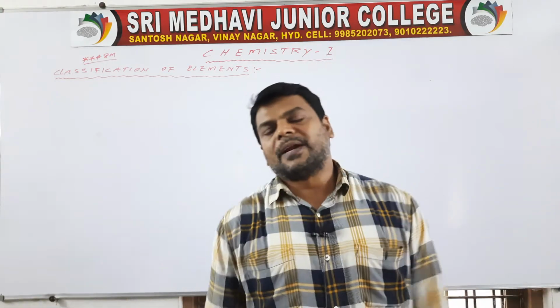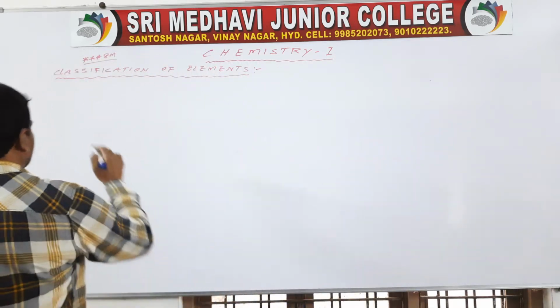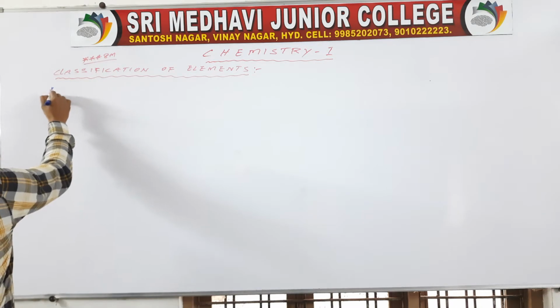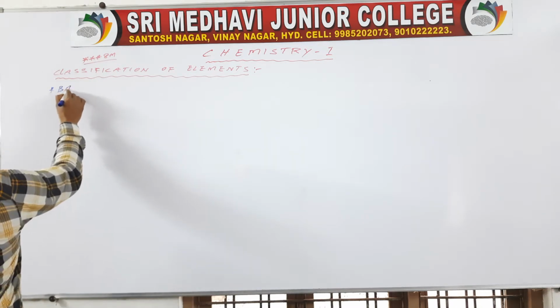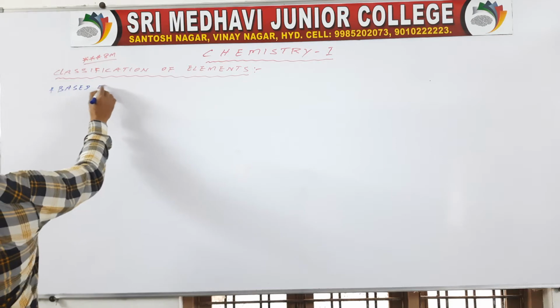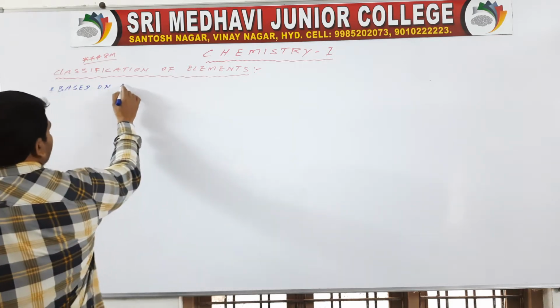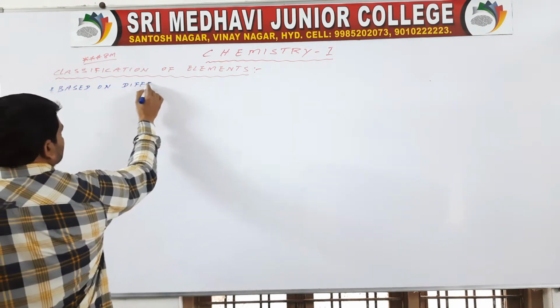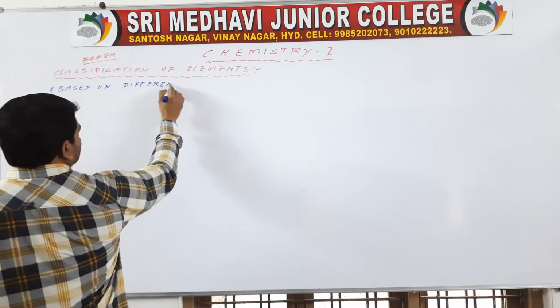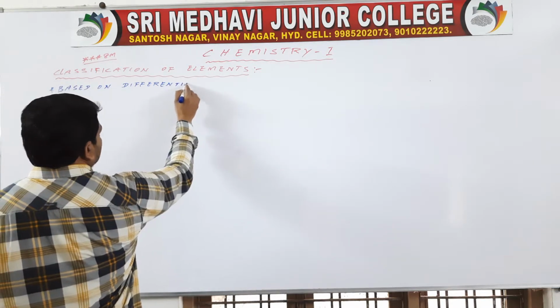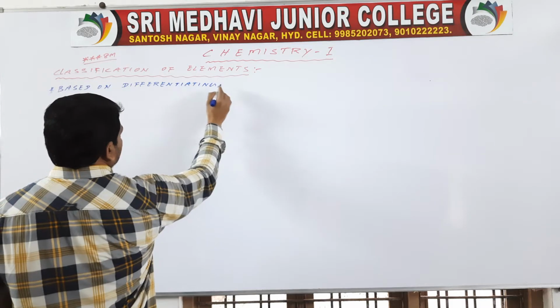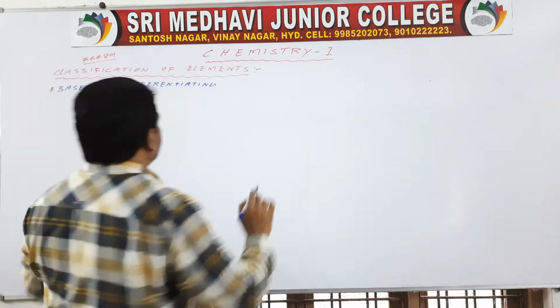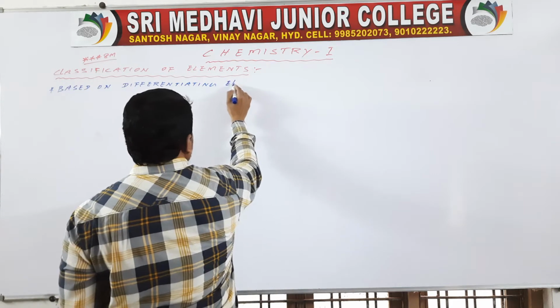How are elements classified? Based on differentiating electron and based on electronic configuration. So this is what we are going to discuss. This classification is based on differentiating electron.